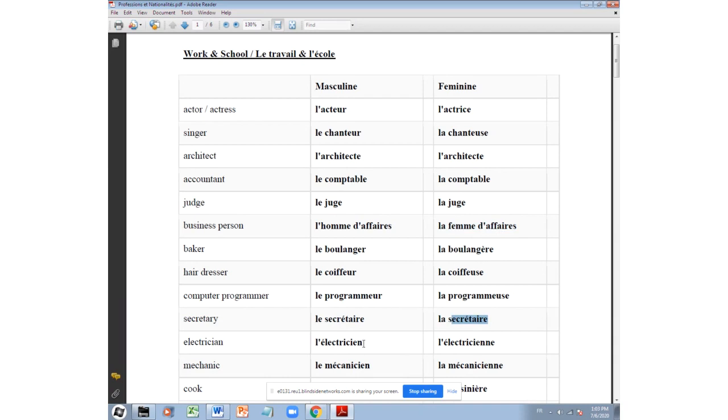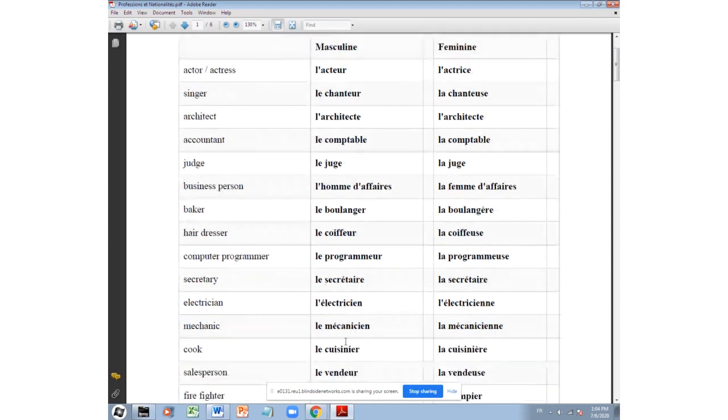Now, remember, I told you we are going to meet whatever I was telling you about the formation of feminine from masculine. I told you, when you have got a masculine noun ending with N, then you double the N, then you add E at the end. So it's double N-E. That's the ending of the feminine. So you can see that clearly manifested here. So simple. We say électricien, électricienne. Mécanicien, mécanicienne. The same thing.